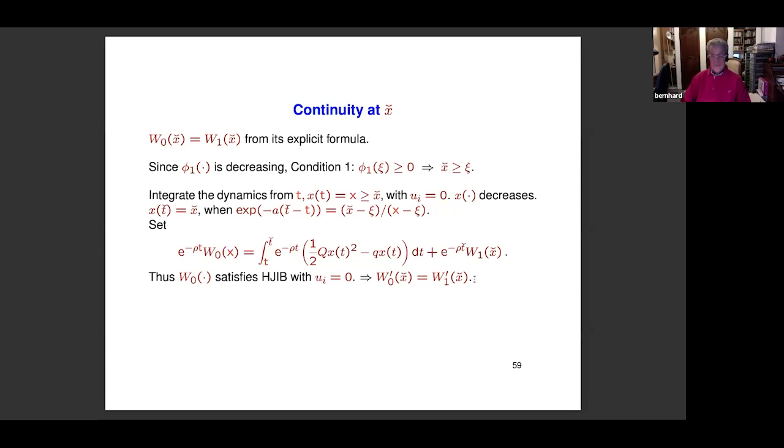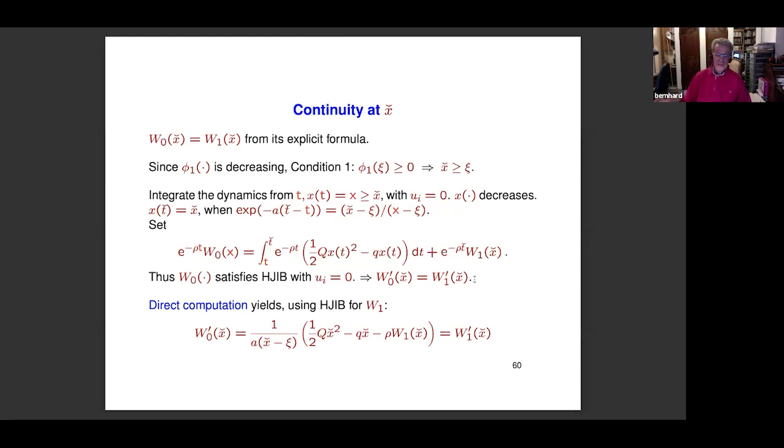So again, you might do it by direct computation. It's not as complicated as for the first one. If you take the function W0, which I showed, you differentiate and you look at it at x stretch, and you find this. And then you use the fact that W1 satisfies rho W1 equals, you know what, the Hamilton-Jacobi equation, then you find that this indeed is W prime 1. Therefore, at this point, I have a composite function W, which is continuous and continuously differentiable.